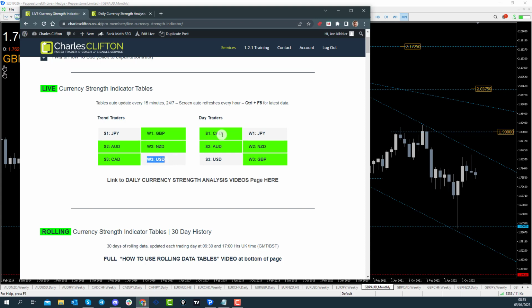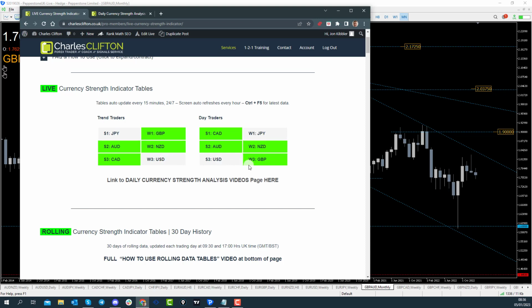On the day trader side of things, we have the Canadian dollar topping the table at S1, followed by the Australian dollar at S2, followed by the US dollar at S3, and then we have the yen actually on the weak side of things this time on the day traders, followed by the New Zealand dollar, followed by the pound.